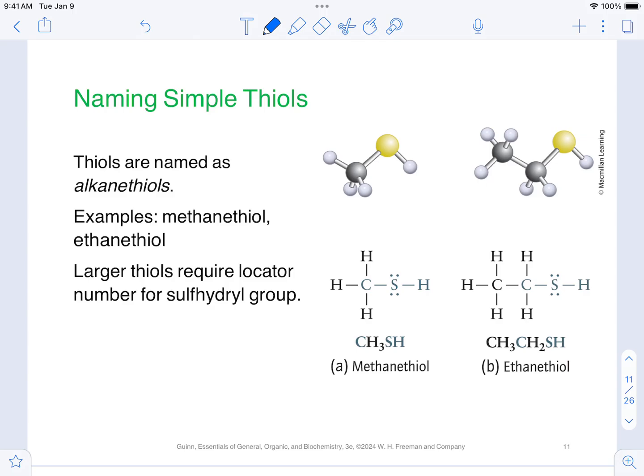Naming simple thiols. So they are named as your alkane, whatever it is, methane, ethane, propane, and then the word thiol at the end. So if we have 1 C, it's methanethiol. If we have 2 C's, ethanethiol, and you can see down here. So your SH group, that's how we're alerted to it being a thiol, and then since it's only a CH3, it's methane. Again, here is our SH, so it's a thiol. Since there's 2 C's, it's ethane.